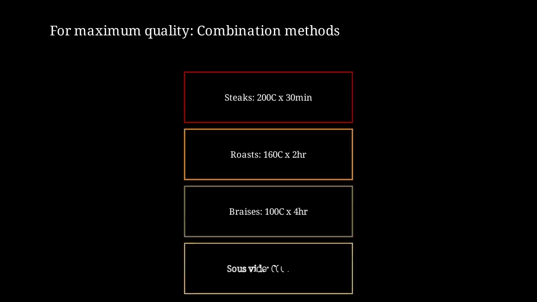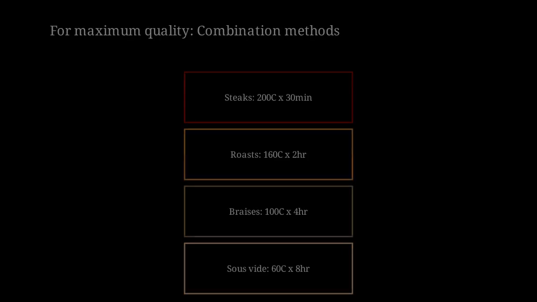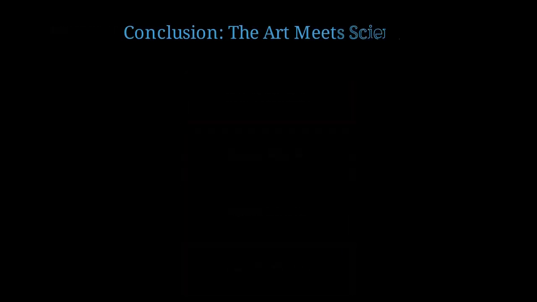This chart shows recommended time-temperature combinations for different cuts and methods. Each represents an optimized approach for that specific application. In conclusion, cooking meat is where art meets science. Understanding the underlying physical and chemical processes allows you to make informed decisions.